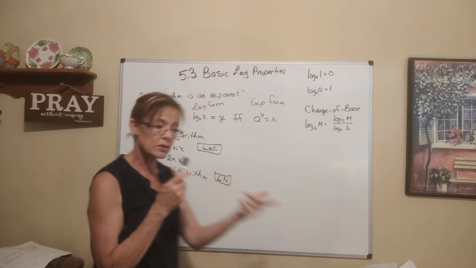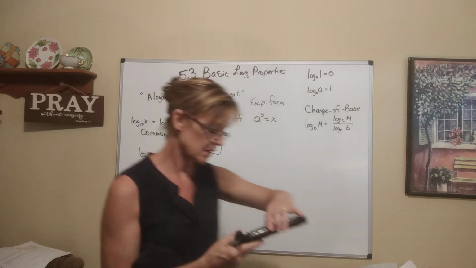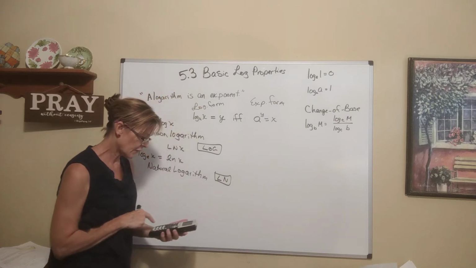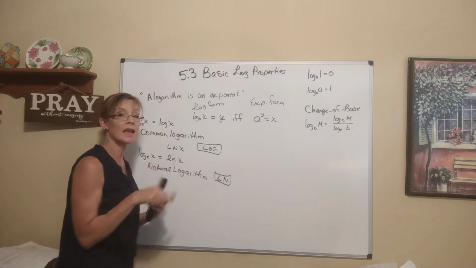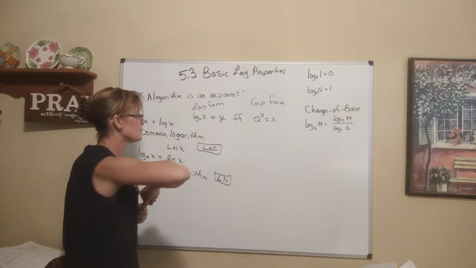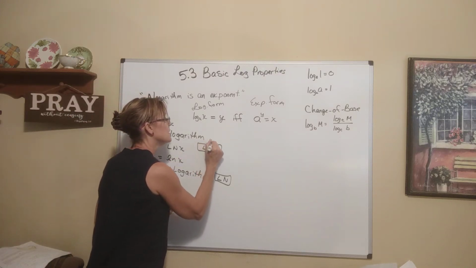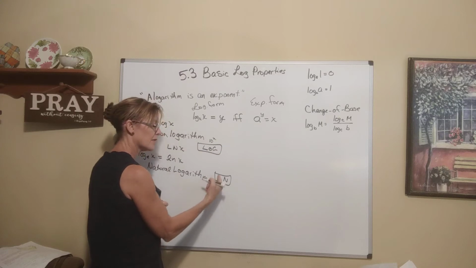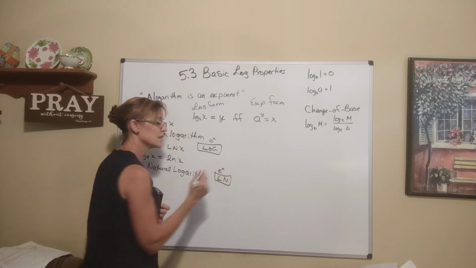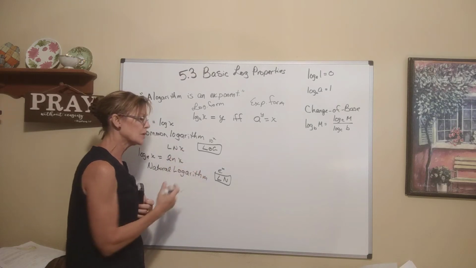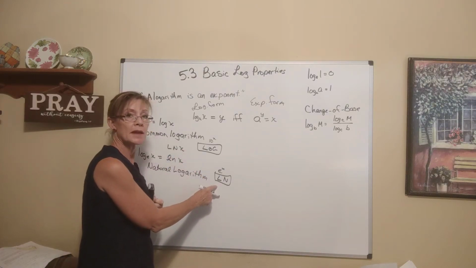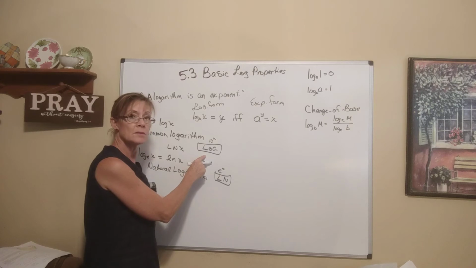So if you look at what they're next to, if you look at the second function, if you find the log button, if you look in blue above it, it is 10 to the x that you'll see. And if you look above the ln, e to the x is what is above that. That's not coincidental. That's because ln means base e, and log means base 10.